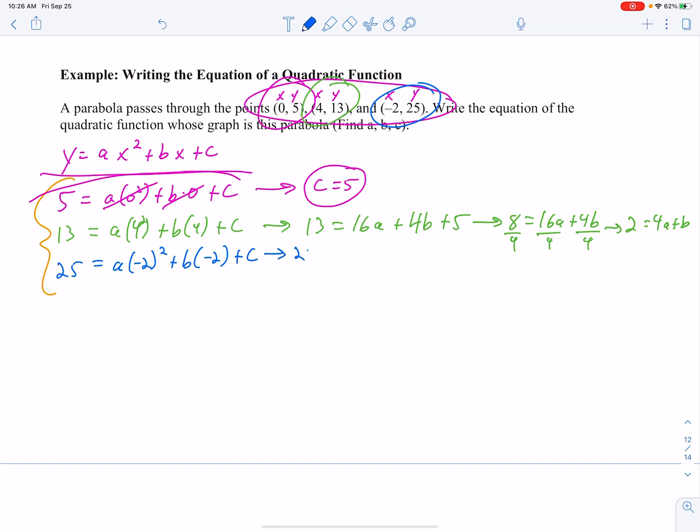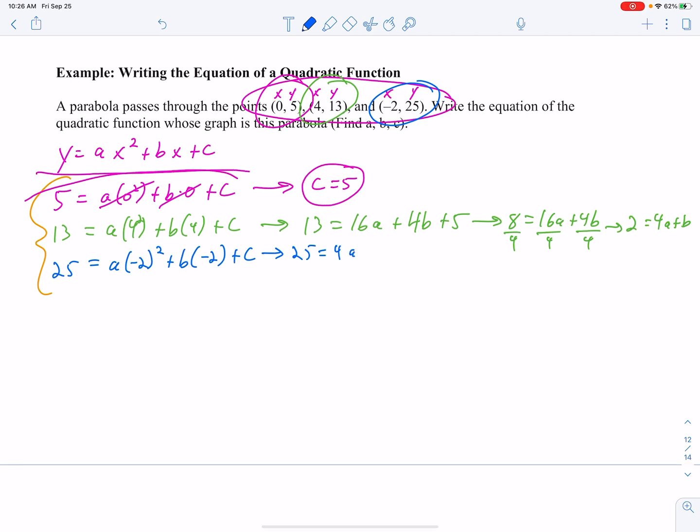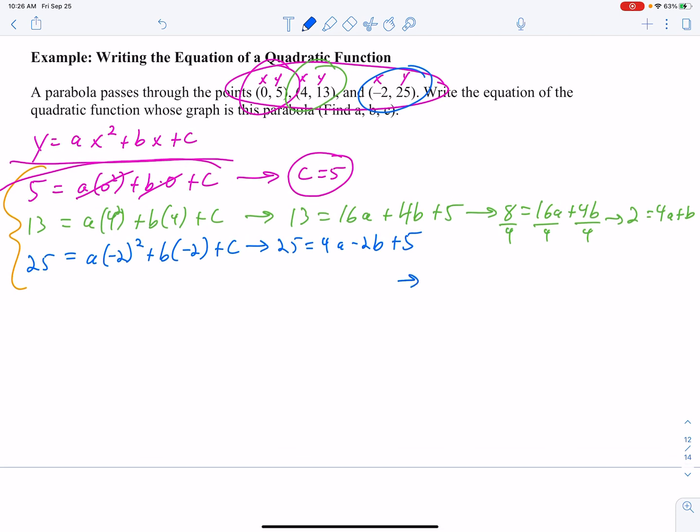So let's see, we're going to get 25 equals. Now be careful right here. Negative 2 inside parentheses squared. The negative gets squared as well and becomes positive. So that's positive 4a minus 2b plus c. Oops, c is 5 though, right? Okay, we are going to subtract 5 from both sides. So I'm going to scoot down here just to give myself some room. So that's going to be 20 equals 4a minus 2b.